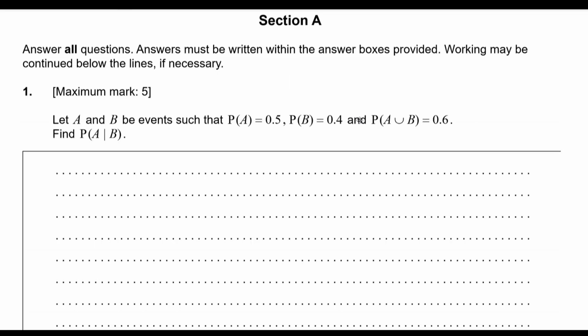So this is question number 1 in section A. It's of 5 marks. Let A and B be events such that the probability of event A is 0.5, the probability of event B is 0.4, and the probability of A union B is 0.6, and we need to find the probability of A given B. So it's a conditional probability.